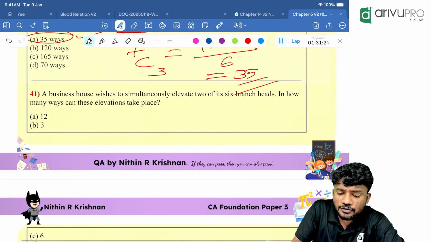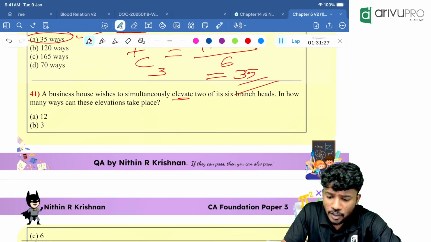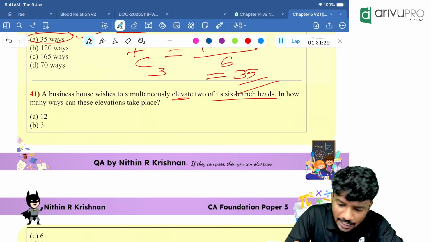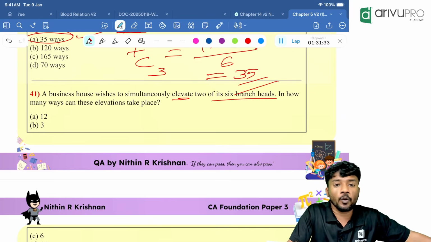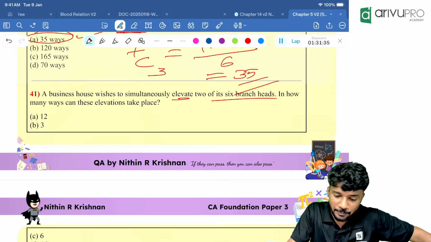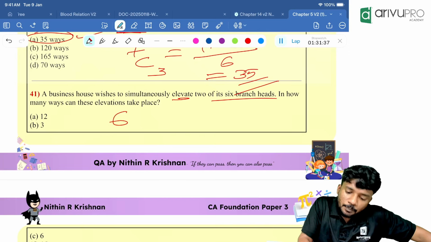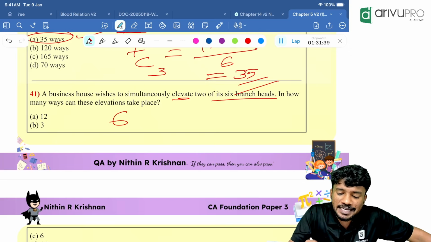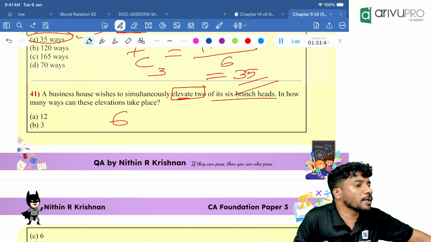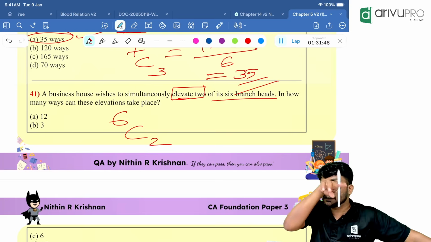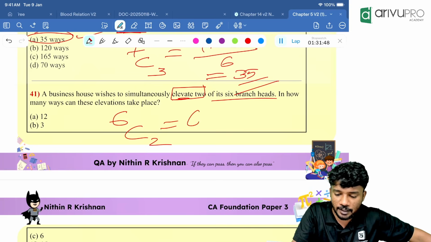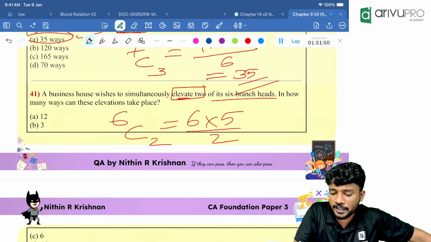A business house wishes to simultaneously elevate 2 of its 6 branch heads. In how many ways can this promotion take place? People, from 6 people, I want to promote how many people? 2. That means from 6, I should choose 2. How many ways can it be done? 6 into 5 divided by 2, which is equal to how much?